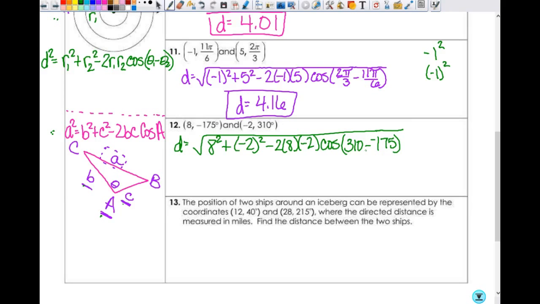Okay? But what am I going to have to do before I start typing this in? Shift it back into degrees. So change it back. Remember, it was shift mode, then just choose degrees, and then do your thing.